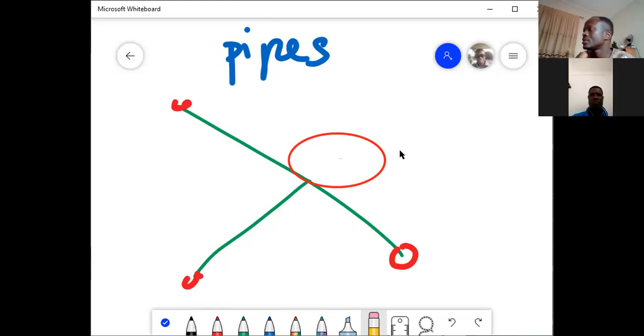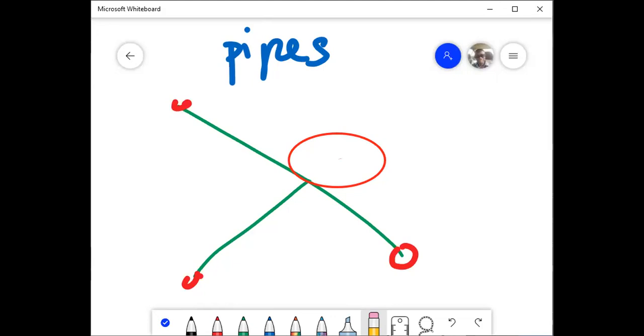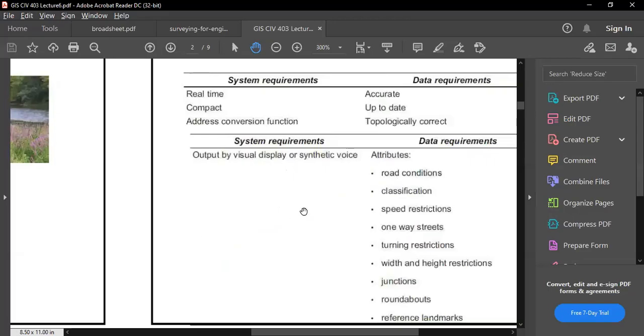You can have a situation like this. It's not a junction. The data that you have is saying something to us that is what happens on the ground. It may not be at all. That's networks for you. Let's go back to my PDF. Like I said, we have to understand this.